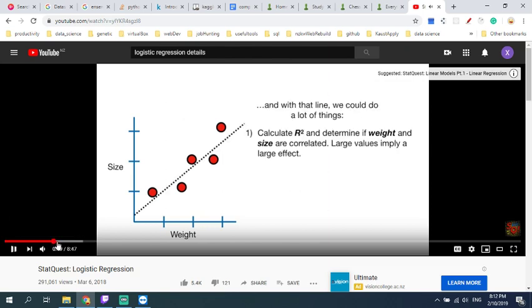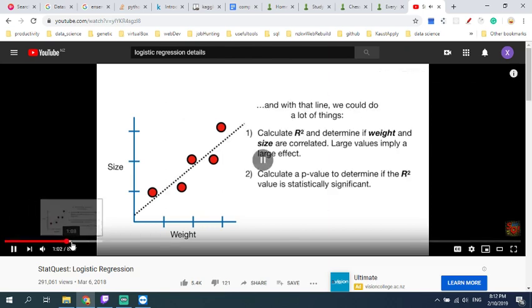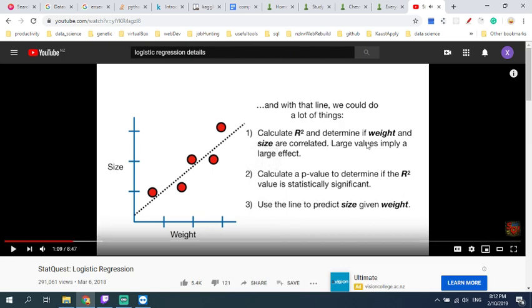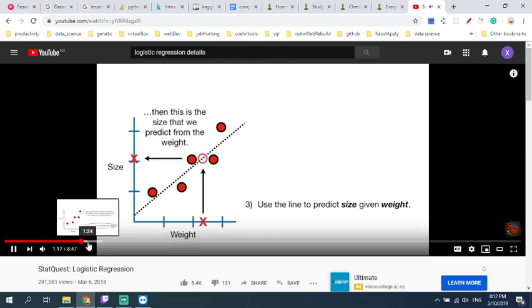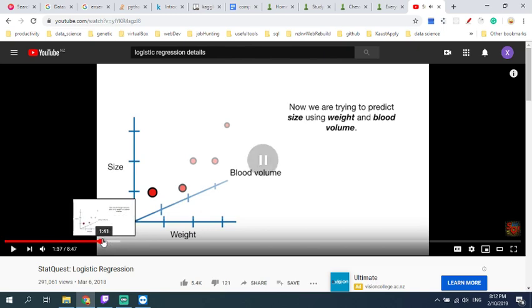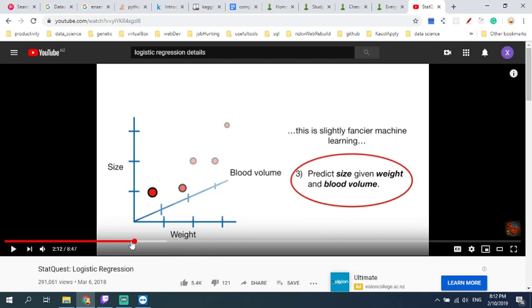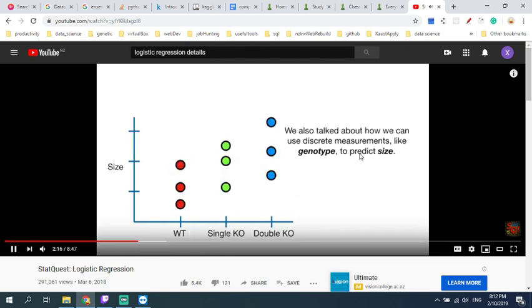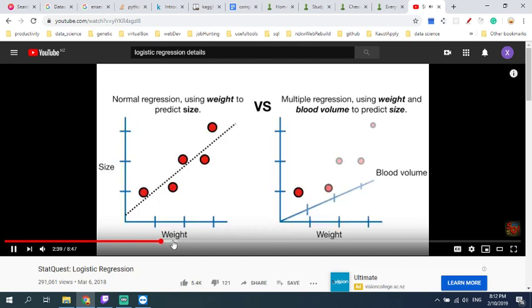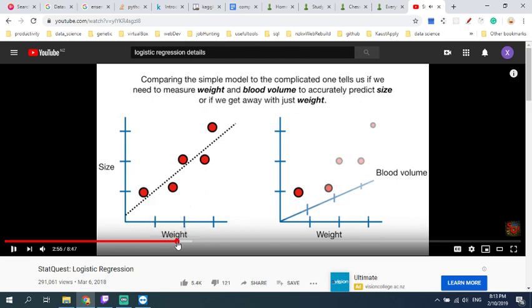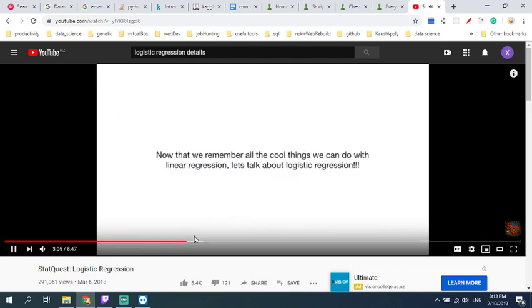Before we dive into logistic regression, let's take a step back and review linear regression. In another StatQuest, we calculated a p-value to determine if the r-squared value is statistically significant given weight. We also talked about how we can use discrete measurements like genotype to predict size. Lastly, we could compare models and compare those predictions to the size. Now that we remember all the cool things we can do with linear regression, let's talk about logistic regression.